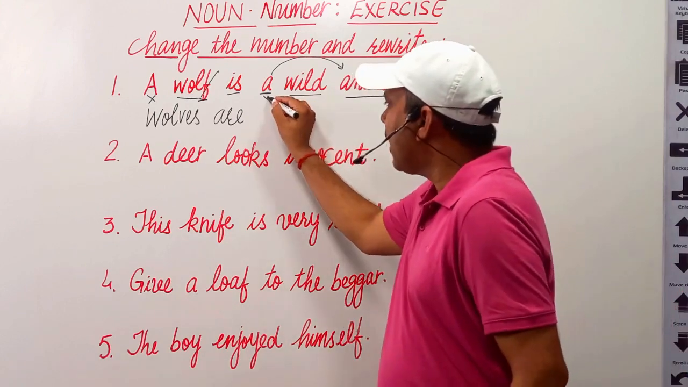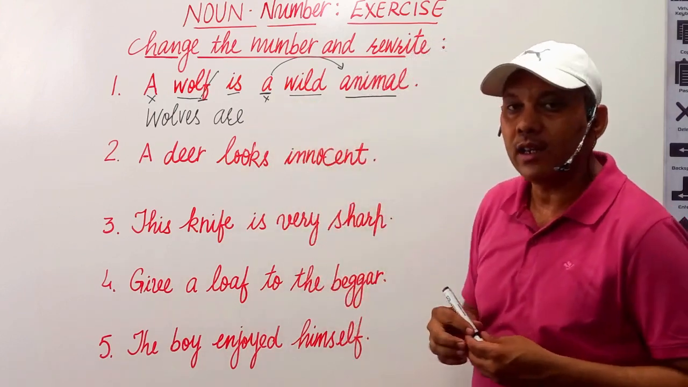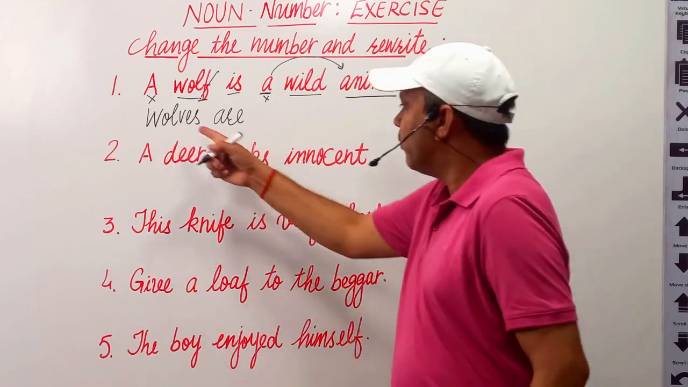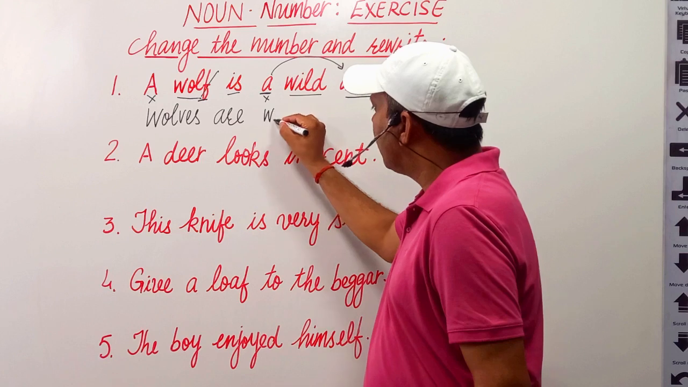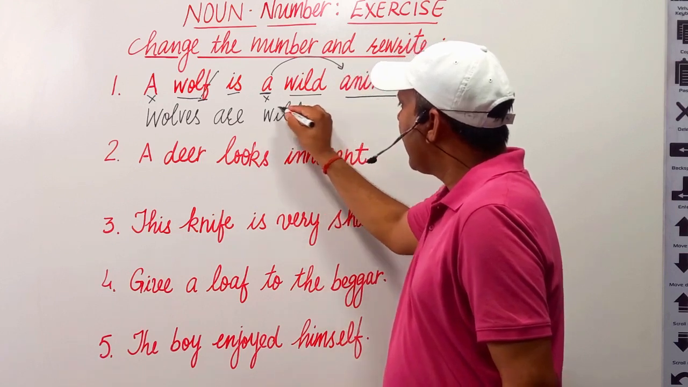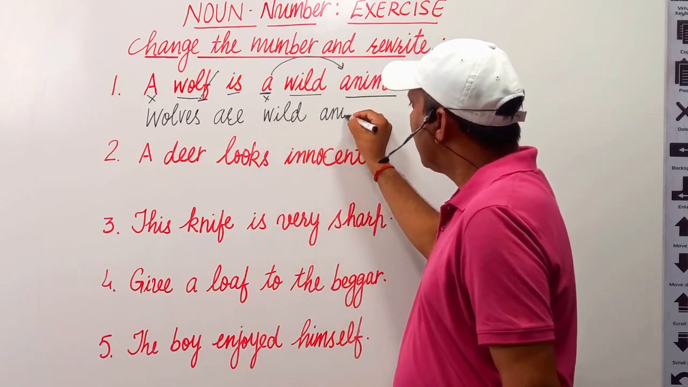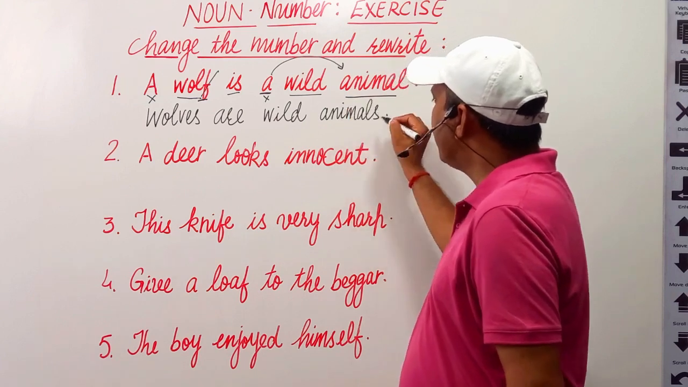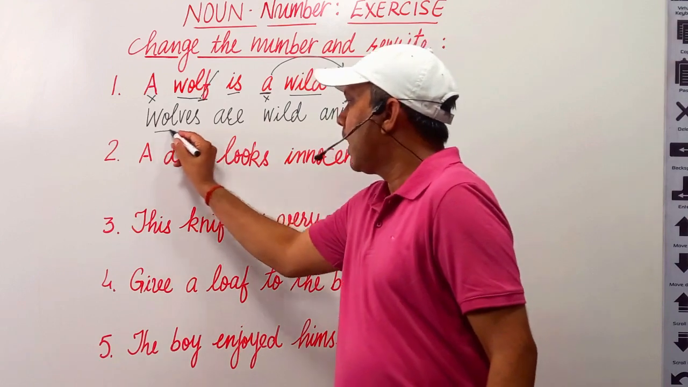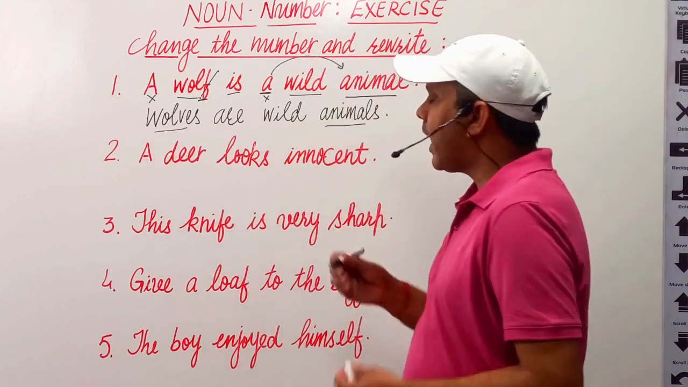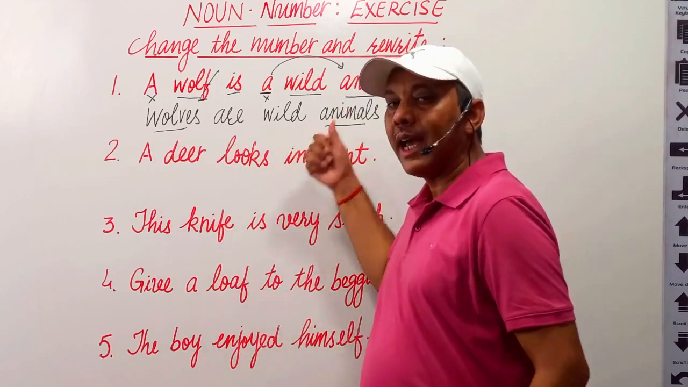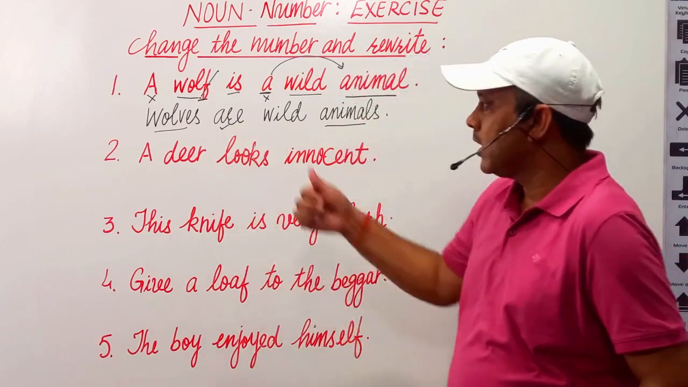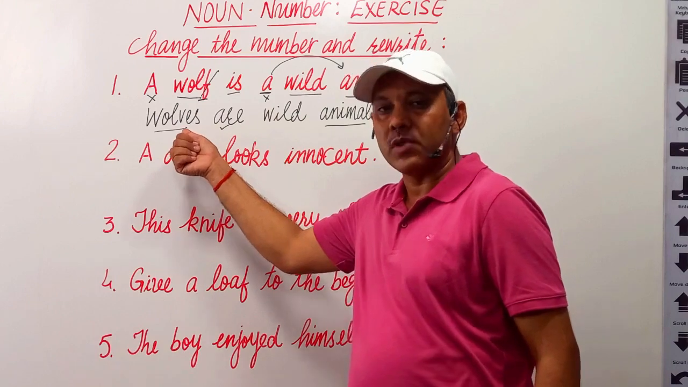Wolves are. We have to remove this a again because now wolves have become plural. Wolves are wild animals. We will change the number of animal into plural. Wolves are wild animals, and we have to change the verb for the change in the subject.